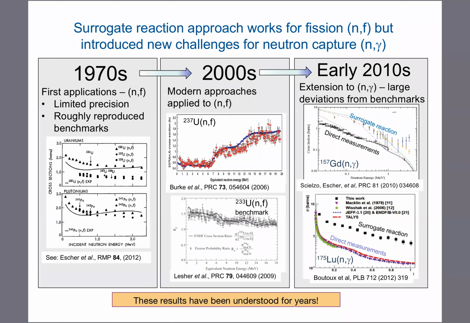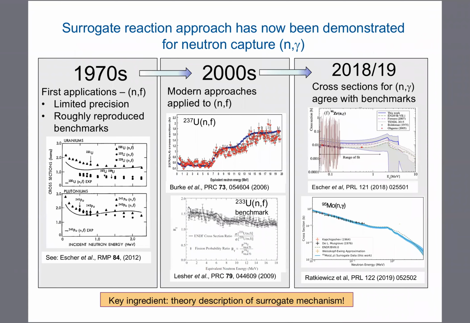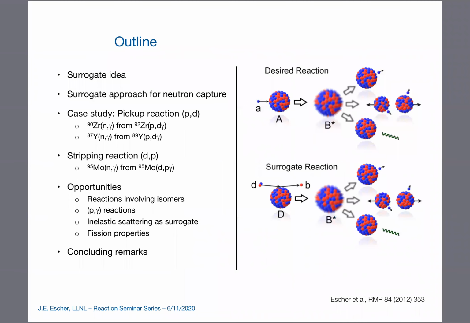But it did take some while to solve the problem, and we have worked on this. We looked at (p,d) reactions and (d,p) reactions. So on the right-hand panel now, you can see the state of the art these days. We have gotten the zirconium (n,gamma) cross-section out, and then there is a molybdenum cross-section that we got out from surrogate experiments. And I'll take you through how we do that in a little bit. And you have seen the molybdenum already because Andrei Radkevich talked about this a few weeks ago. So, as I said, I will take you through the process of how we do that.